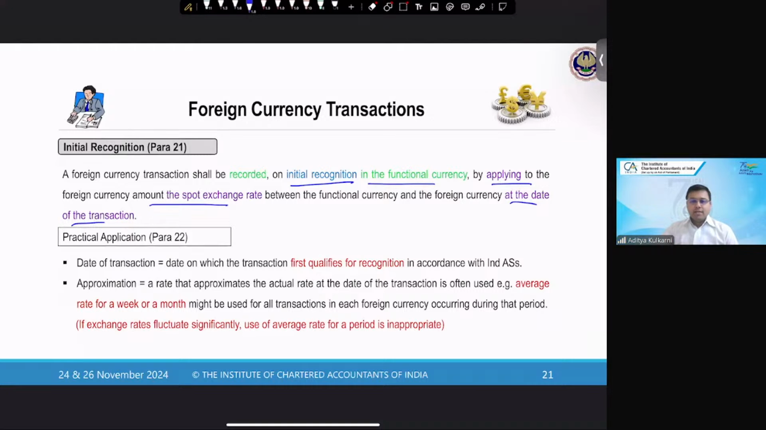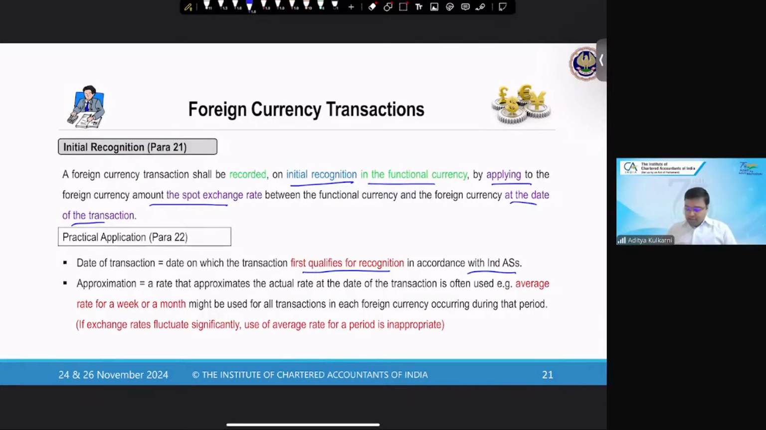So anything new in this? Nothing new in this, right? This is exactly what you have already learned. Date of the transaction is the date on which the transaction first qualifies for recognition in accordance with Ind AS. That means we have to identify the recognition criteria under Ind AS. The date when it fulfills the recognition criteria will be the date of passing the journal entry, and also the date for determining the spot rate that you will apply for the transaction.